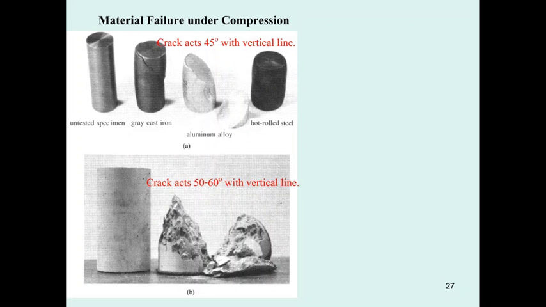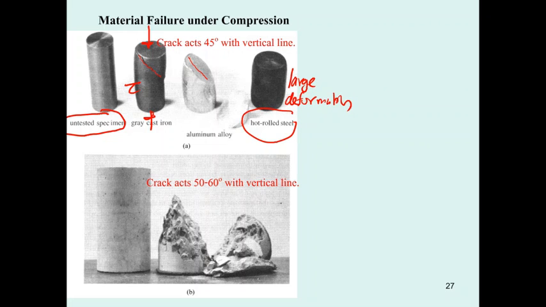And when you notice the failure of the metal, this is the untested specimen, and when you apply compression to the gray cast iron, it has a 45-degree crack, which is due to the shear stress. It also occurs in the aluminum alloy. However, for the hot rolled steel, it has large deformation.